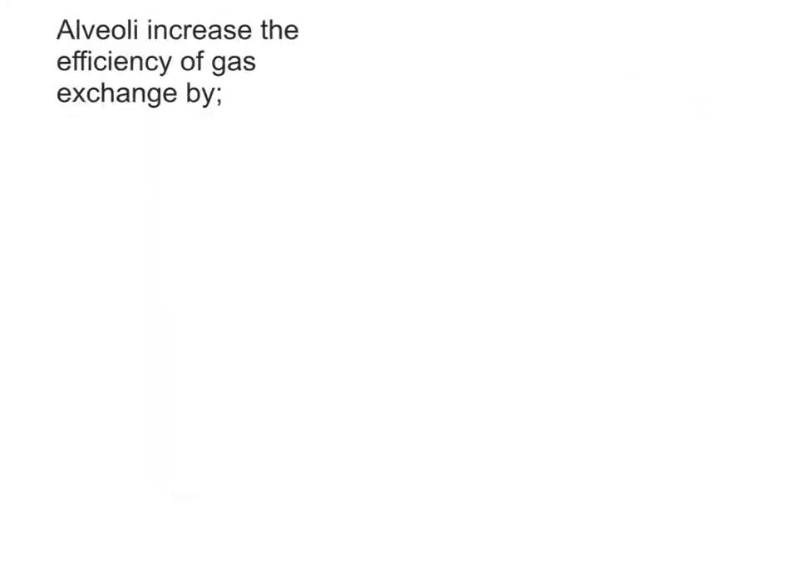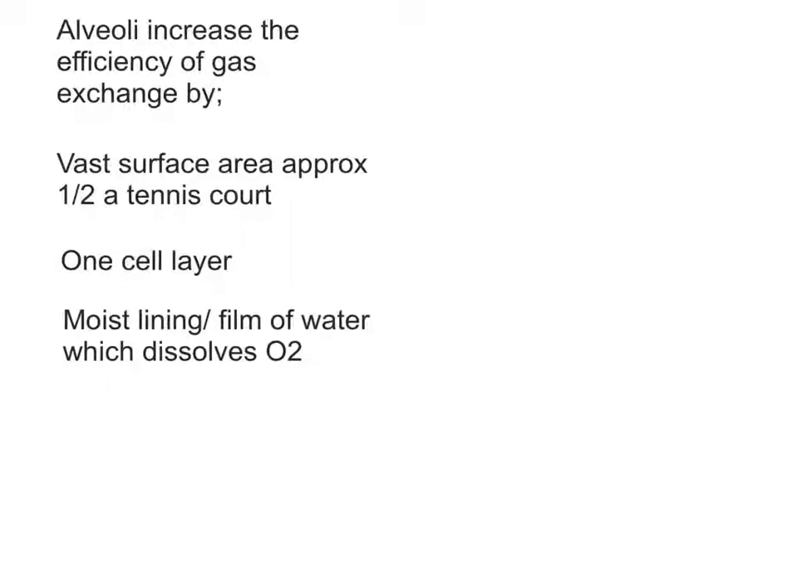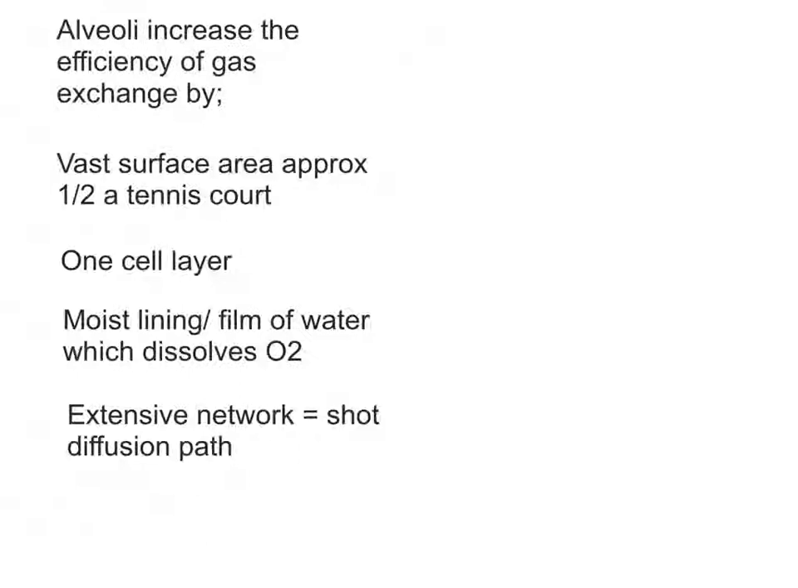Alveoli increase the efficiency of gas exchange by forming a vast surface area, approximately half the size of a tennis court, for gaseous exchange to take place. They have one single cell layer, which reduces the distance for gas exchange. The alveoli have a moist lining or film of water, helping to dissolve and exchange oxygen. There is an extensive network of narrow alveoli capillaries producing a short diffusion path. The capillaries around the alveoli are also one cell thick or single cell layered, reducing the distance for gaseous exchange.